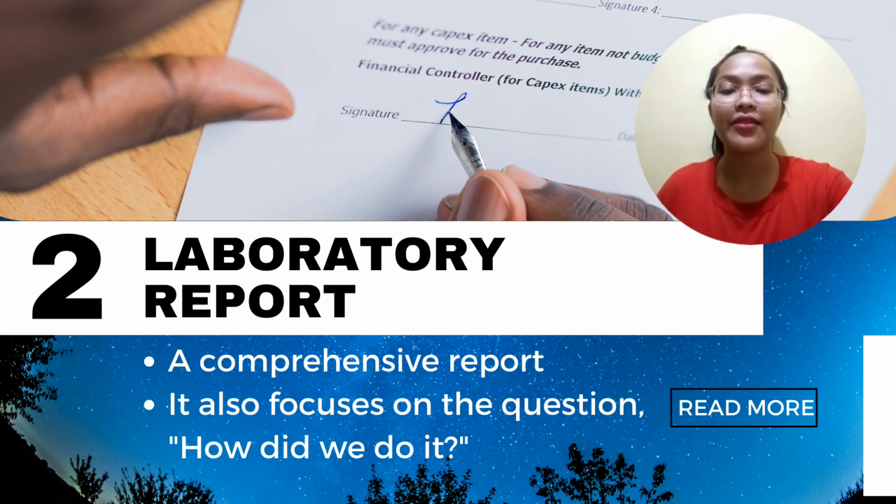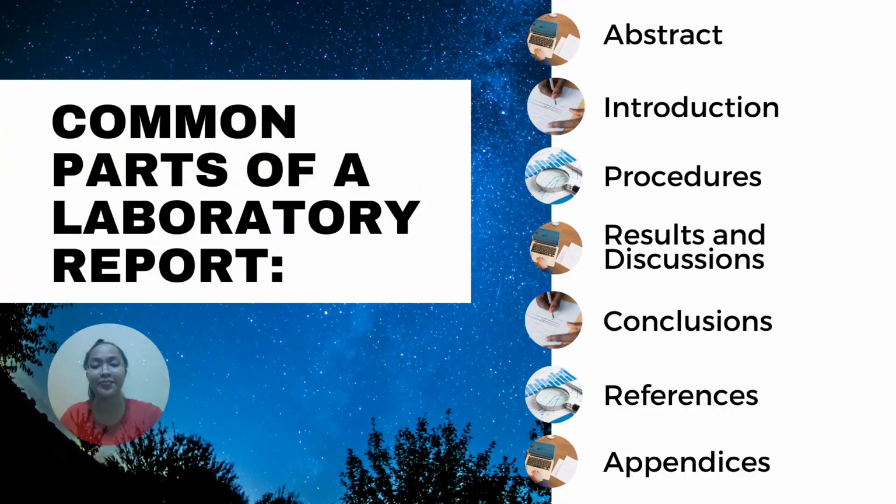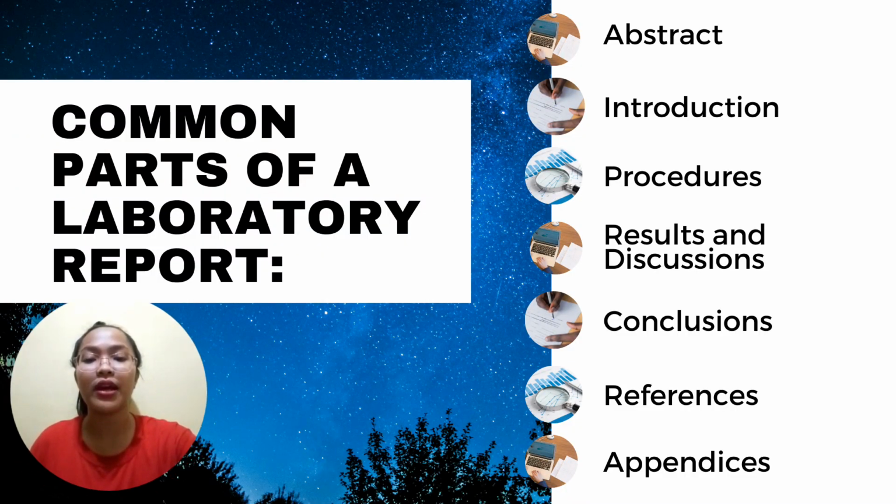The next one, we have the laboratory report, or in short, lab report. It is a comprehensive report written to communicate laboratory works and observations to the management. It also focuses on the question, how did we do it? Under this one, we have common parts of a lab report. First, we have the abstract. It is an outline of the entire experiment, usually summarizing the purpose, methods, results, and conclusions of the experiment in a concise paragraph.